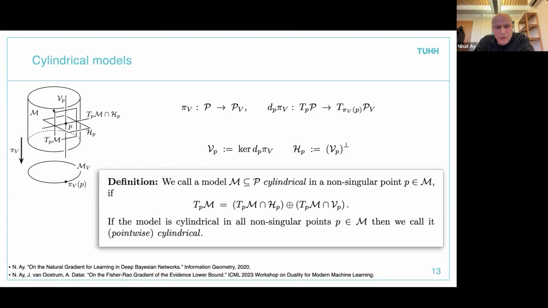So this is the full tangent space. If you take that tangent space and intersect it with the vertical direction, you get this line here. If you intersect it with the horizontal direction, you get this line, and the sum of these two lines gives you the tangent space. So this is a cylindrical model.